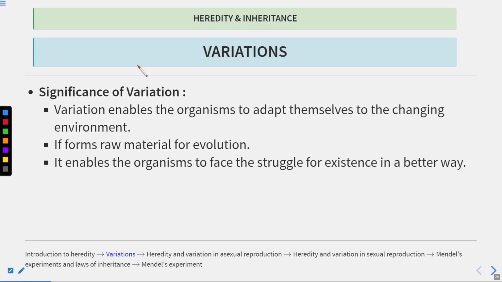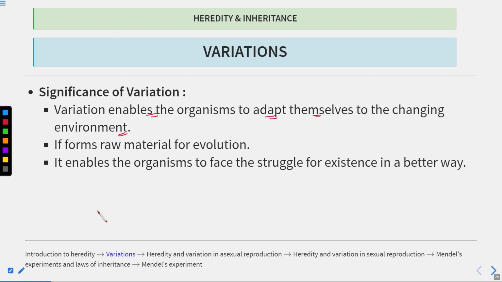Now what is the significance of the variations? What is the importance of these variations? Variations enable the organisms to adapt themselves to the changing environment. The environment is always changing. Now to adapt to these changes, there should be some variations.